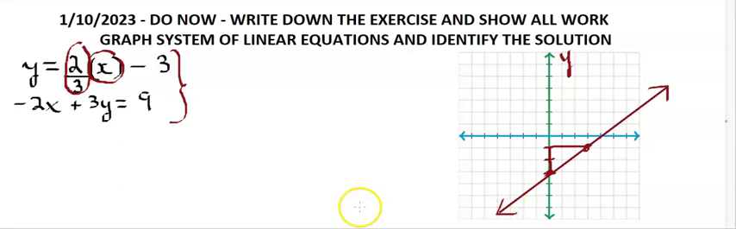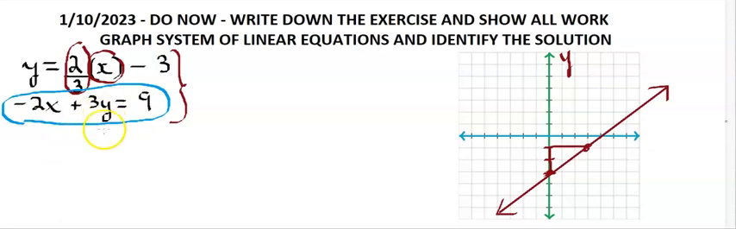Okay, so let's look at the second equation. Now, the second equation is a little bit different from the rest of the problems that we've been working on. It isn't given to you in slope-intercept form. So there are 2 ways to graph this equation. Number 1, you can solve for y, in other words get y by itself so that it looks similar to the first equation. I'm not going to do that.